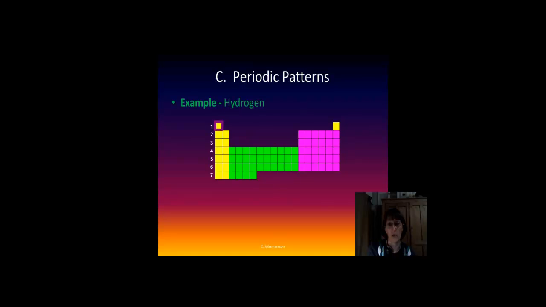Okay, so let's see what we have here. Oh, we have some lovely periodic table patterns. Here is hydrogen, and it's 1s1. It has 1 electron total, 1s1. So it's in the first period. It has an s orbital shape, and it's in the s block. The pretty yellow section is the s block. And it's in the first column of the s block.